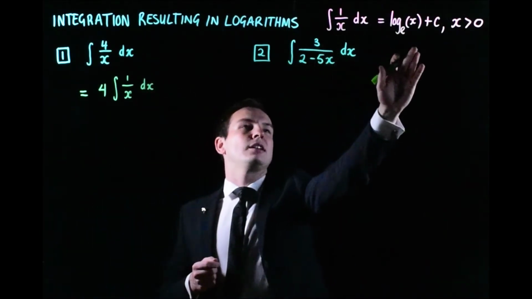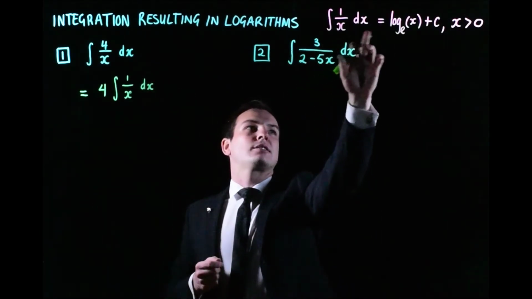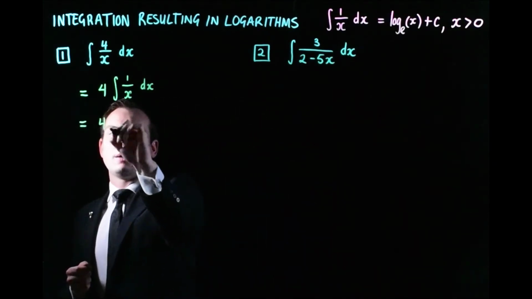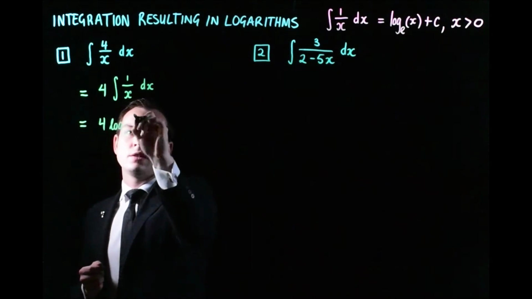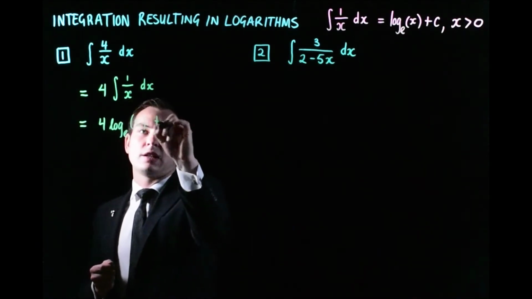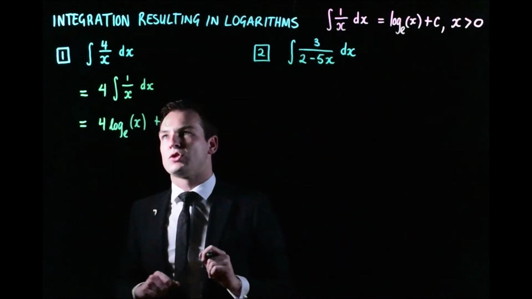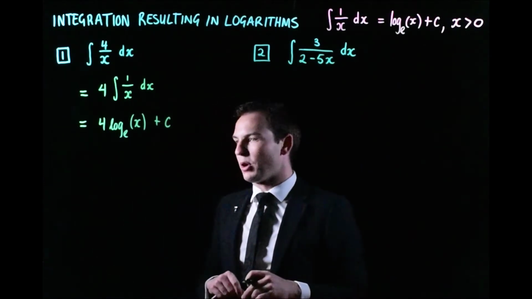However, looking at how this unfolds, the integral of 1 on x dx is just log e of x. So this is going to be 4 times log e of x. And that's going to have plus c, that constant of integration. And that is the answer to part 1 of these problems.